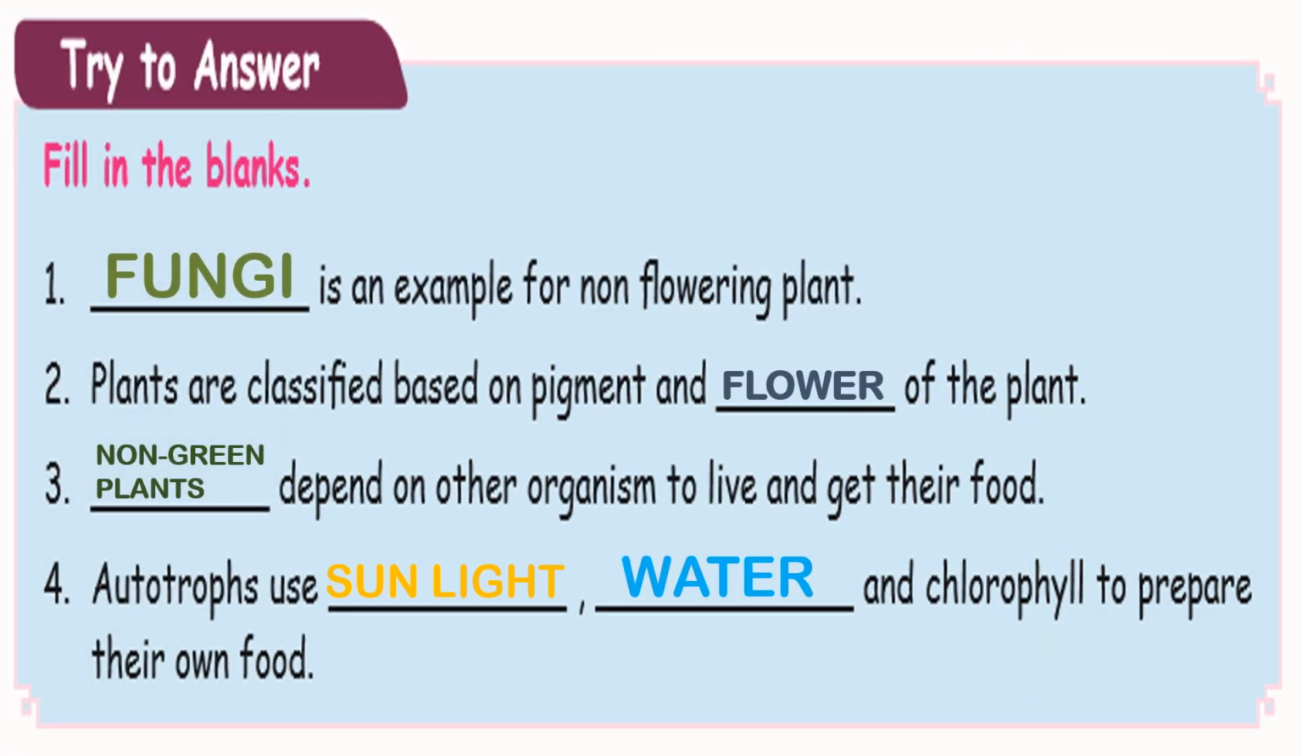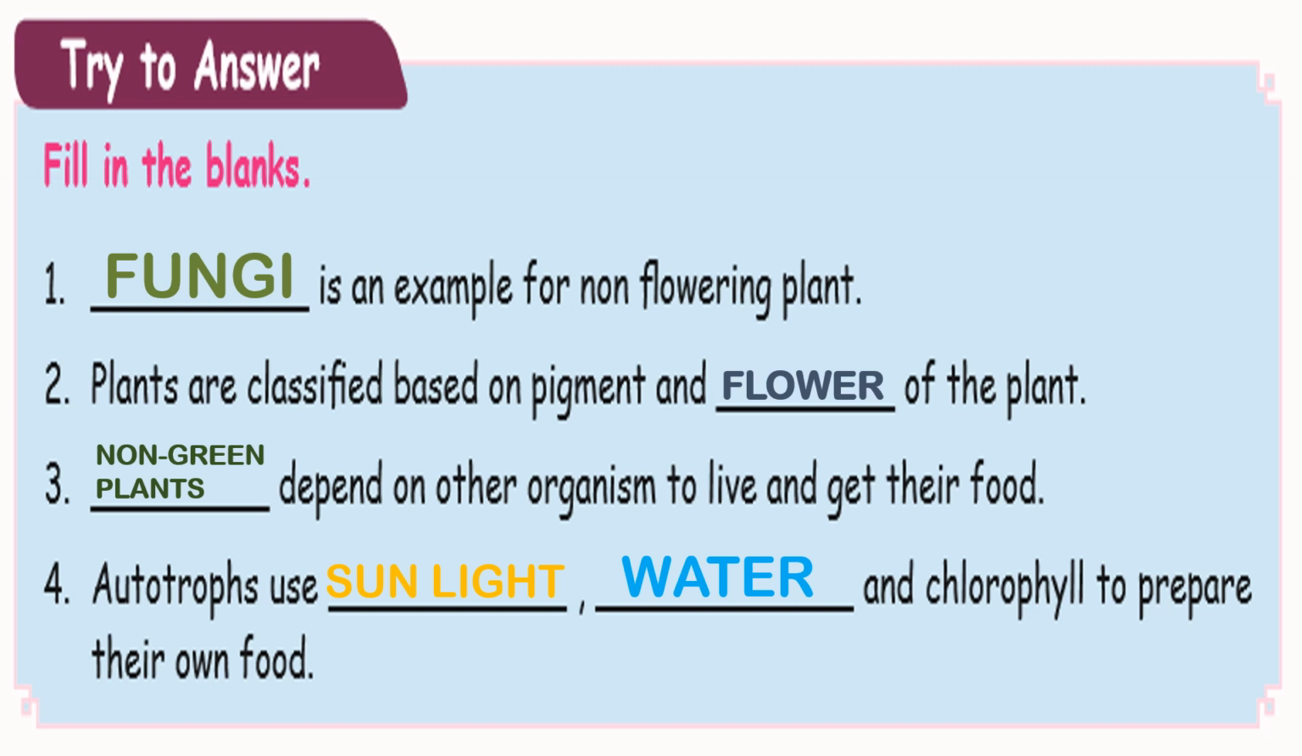Try to answer. Fill in the blanks. Number 1. Dash is an example for non-flowering plant. The answer is fungi. Number 2. Plants are classified based on pigment and dash of the plant. The answer is flower.